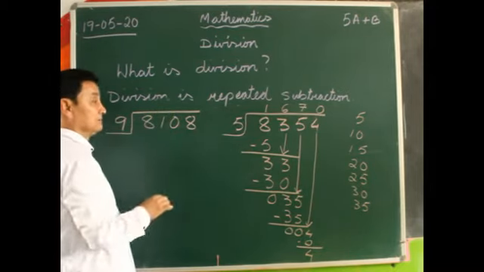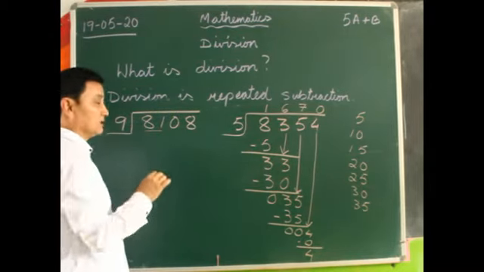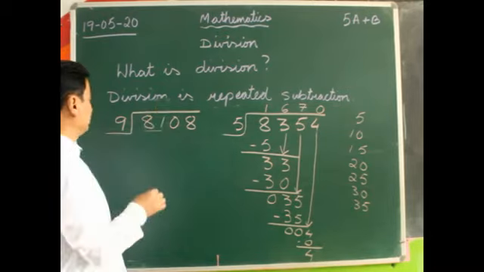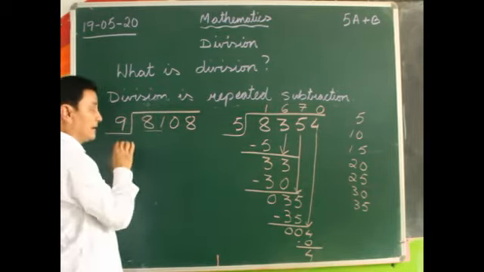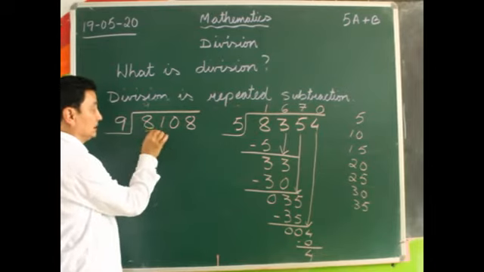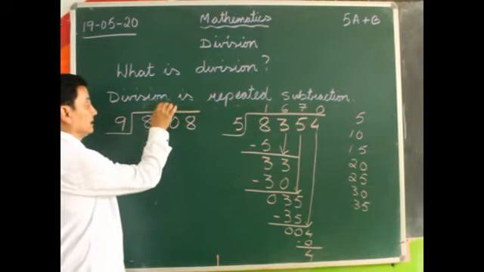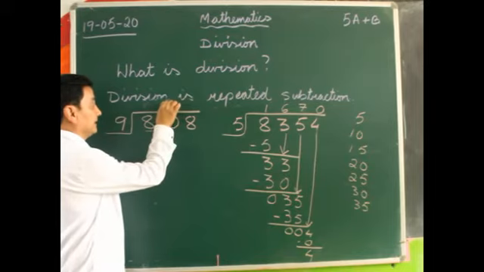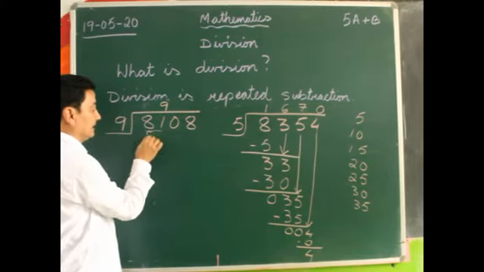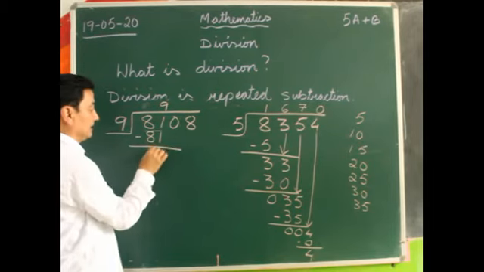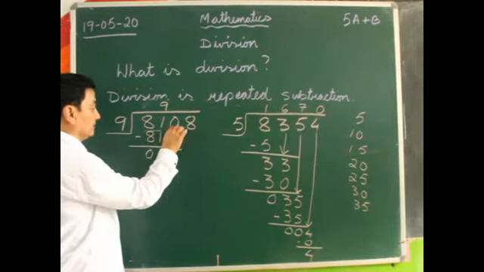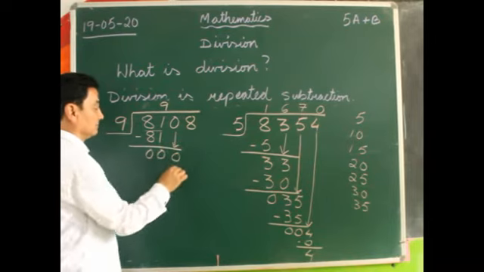Because we are using 2 numbers, whatever answer you are going to write on top should not be above the first number. Why? Because we are using 2 numbers. The answer should be written above the second number. 9 9s are 81. 1 minus 1, 0. 8 minus 8, 0. Bring down 0.